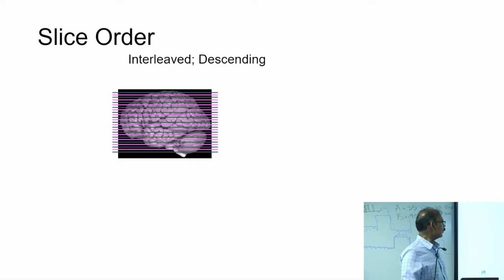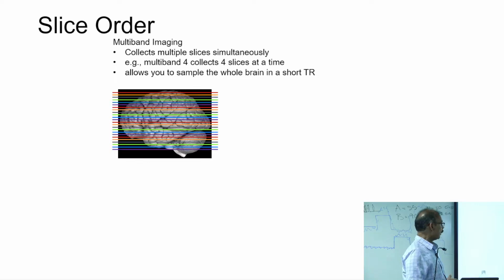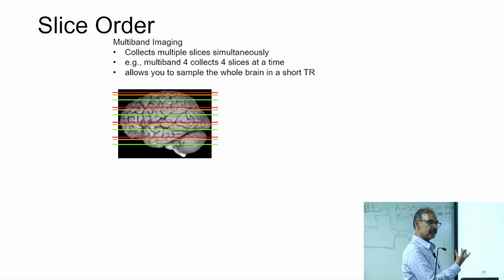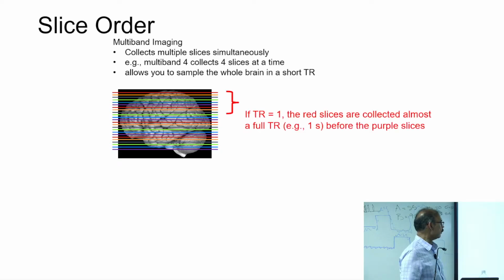And in multiband, what you do is you collect simultaneously, right? And because you're collecting this data simultaneously, therefore, the correction that you have to use is more complex. Right? So in this case, the reconstruction has to be done accordingly.